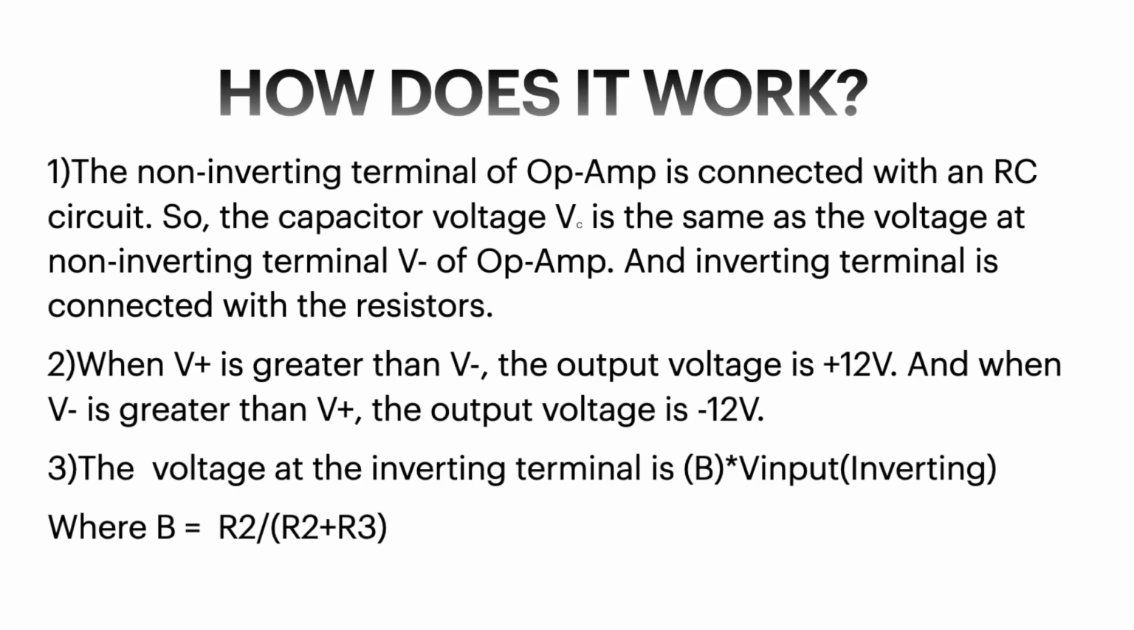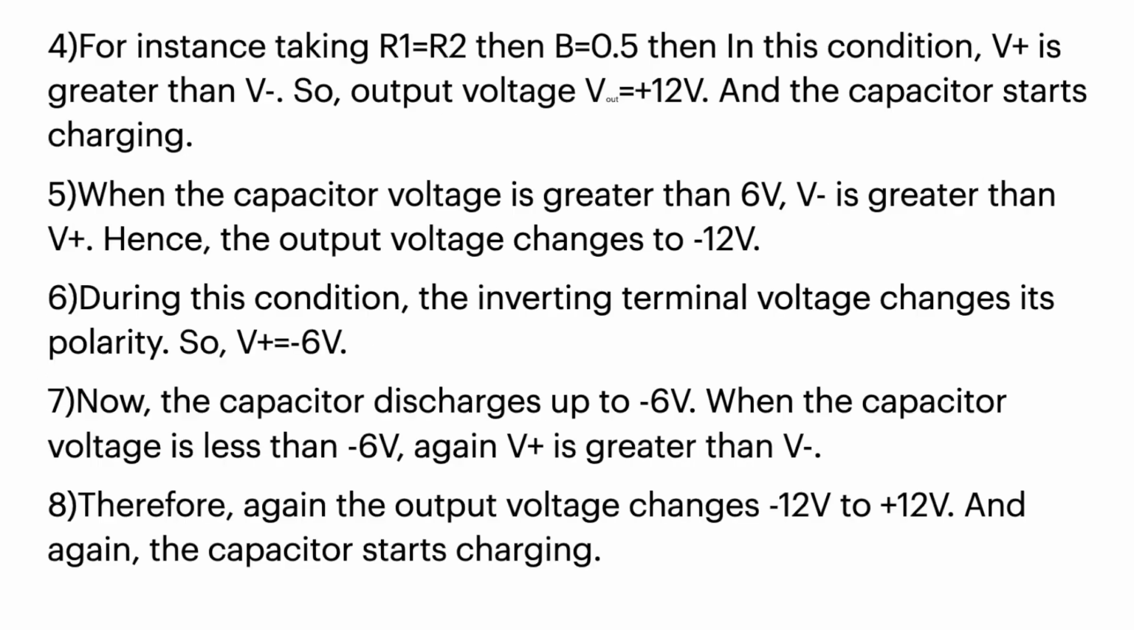The voltage at the inverting terminal is B times V output, where B is equal to R2 over R2 plus R1. In the following case, where we have taken plus 12, B is equal to 0.5 and the voltage is 6 volts. Therefore, 6 upon 0.5 is equal to 12, which is the V output. For instance, taking R1 equal to R2, B is equal to 0.5 in our case.